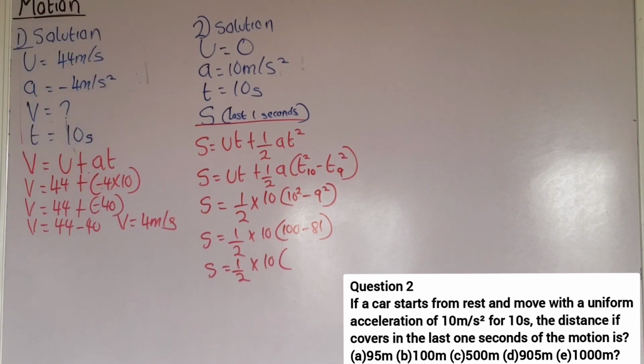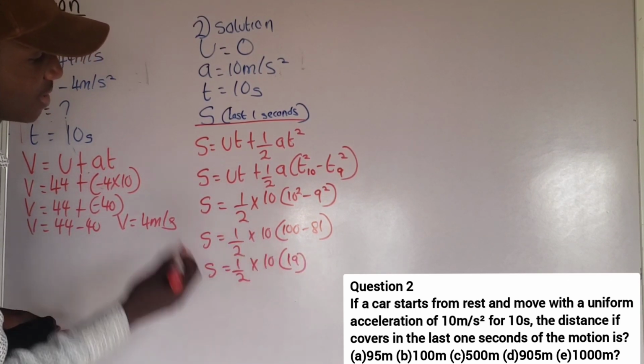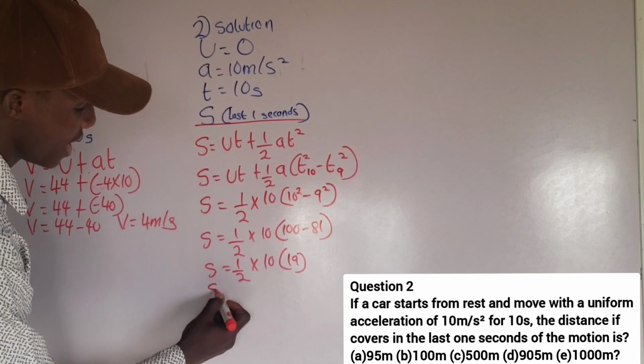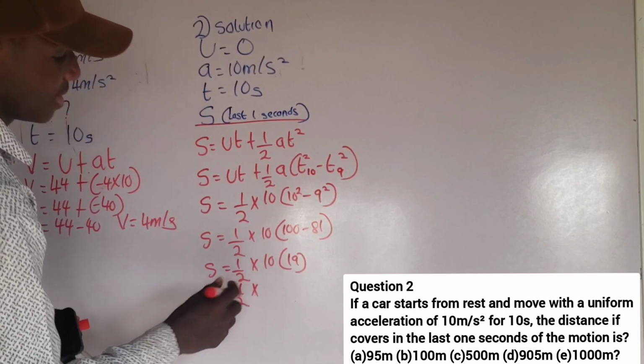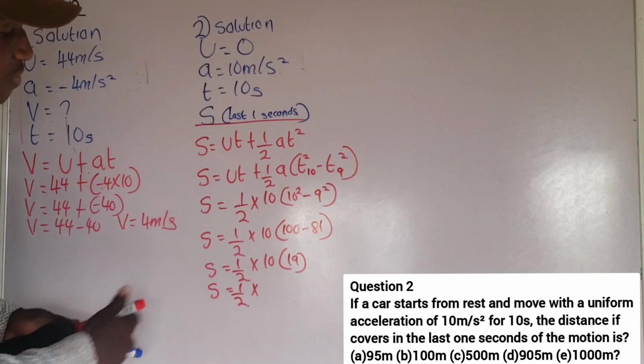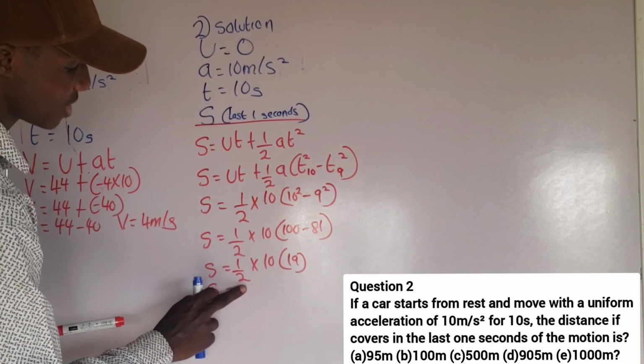Now, 100 minus 81, that will be 19. So here I'm going to have 19. So s equals 1 over 2 multiplied by, now just take the division of 2 and 10. I'm going to have 5. Please pay attention.